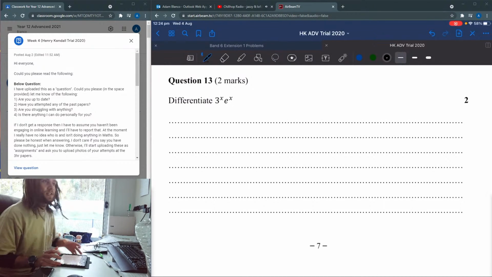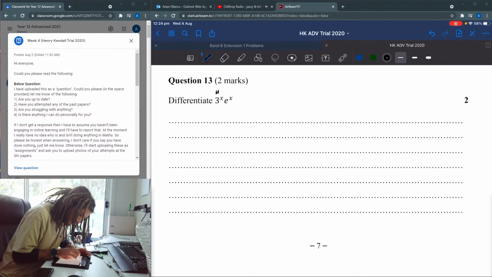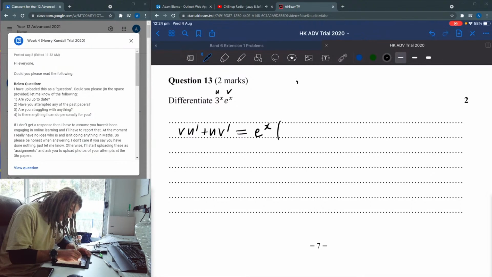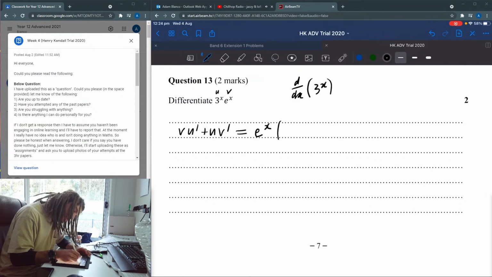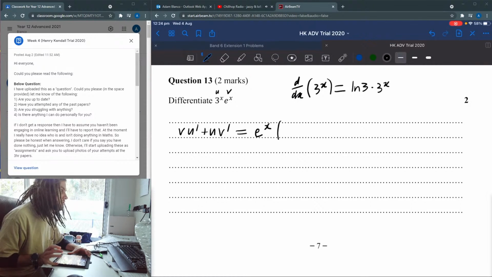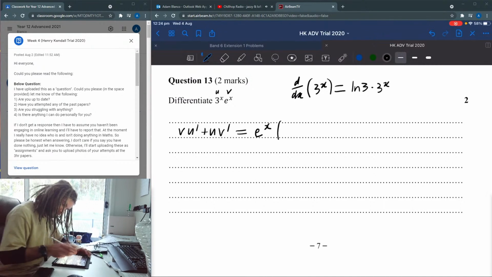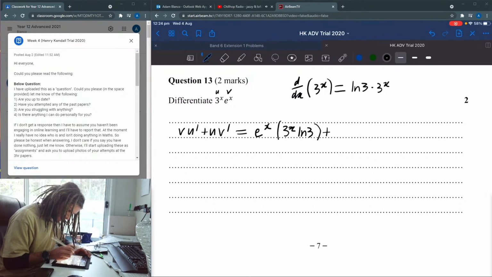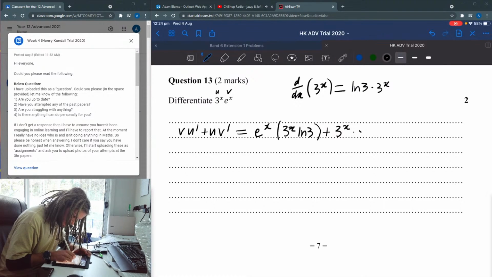Differentiate that. Well, that seems like a product to me. So I'm going to go u v dash, v u dash plus u v dash. Okay, that's going to be e to the x. u dash is, oh geez, the derivative of 3 to the x is it log 3 to the x? I'm sure it's that. I need my reference sheet. Let's go with it. 3 to the x ln 3 plus u v dash, which is still that.